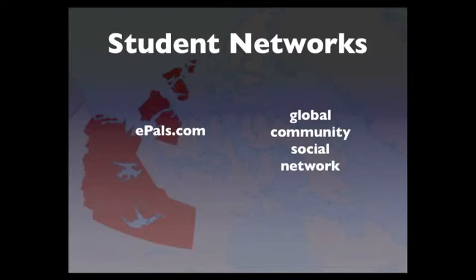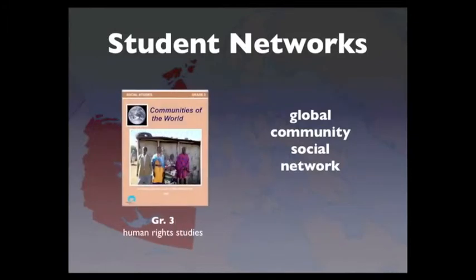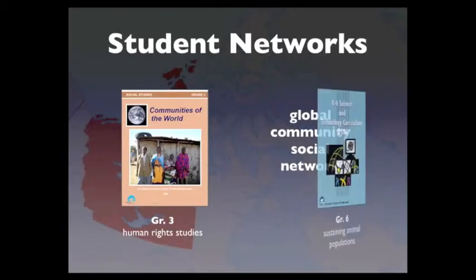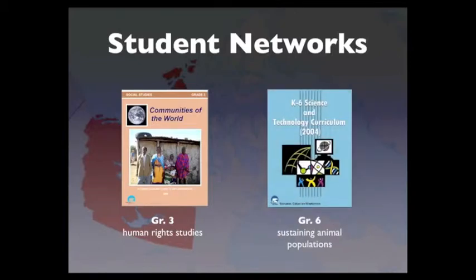countries might be a good fit for an NWT grade 3 social studies classroom, studying human rights and personal responsibilities in other global communities. While a grade 6 class in California is studying sustainable animal populations and extinction factors, an NWT grade 6 science class is studying vertebrates and their adaptations to their environments and sustaining habitat. These examples have potential for international collaboration in a network like ePals.